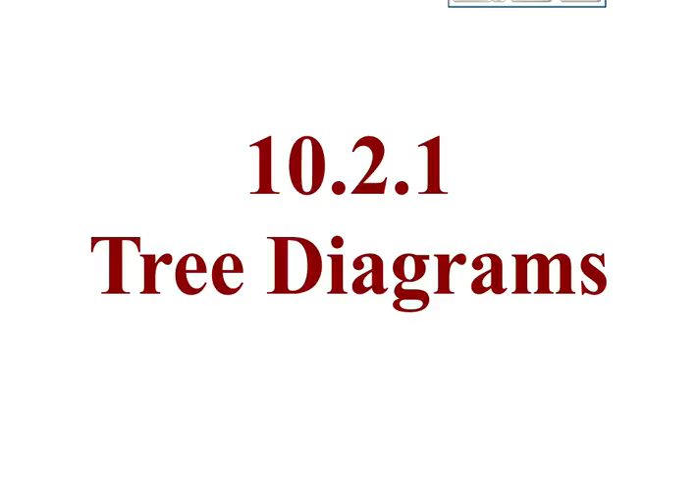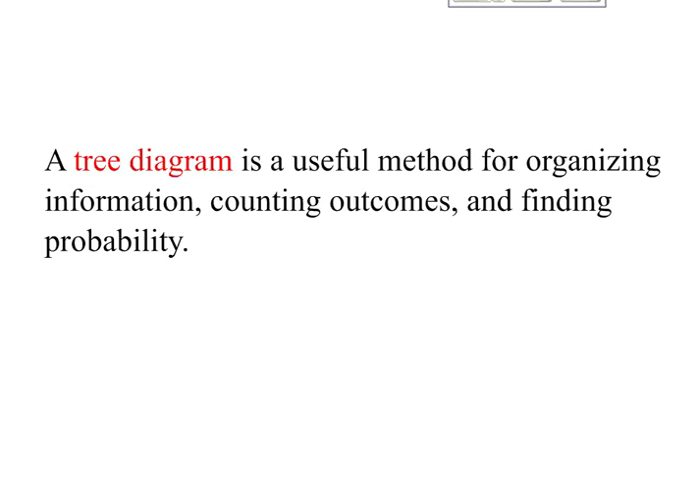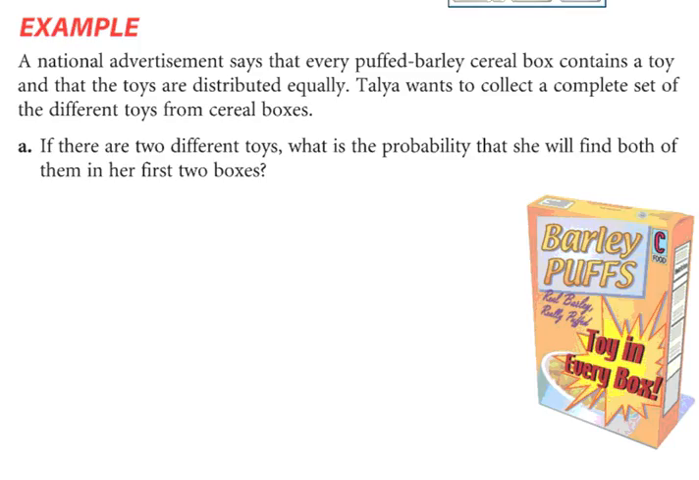Section 10.2.1, we're going to learn about tree diagrams. A tree diagram is a useful method for organizing information, counting outcomes, and finding probability. In this example, we will use a tree diagram.